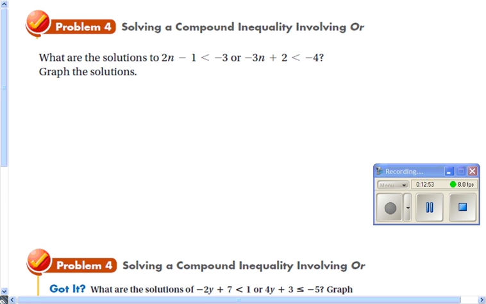All right. The last problem, solving compound inequalities involving OR. Actually, there are 2 more problems, so I'm going to stop this video now. This will be part 1, and then you should see part 2 also.